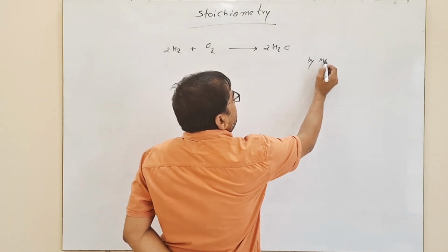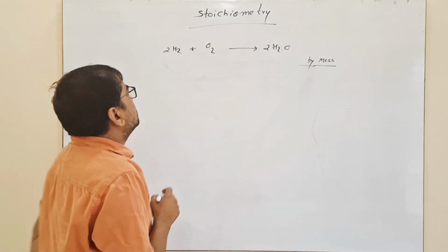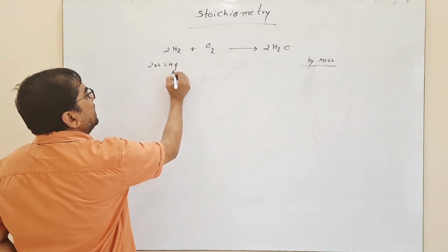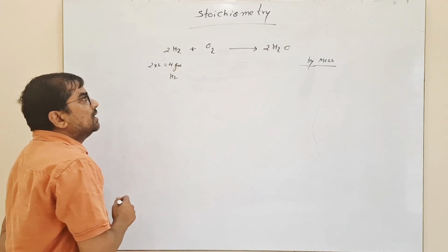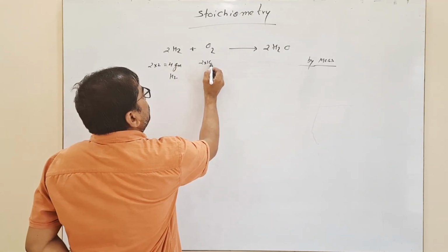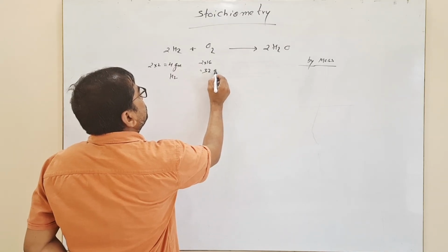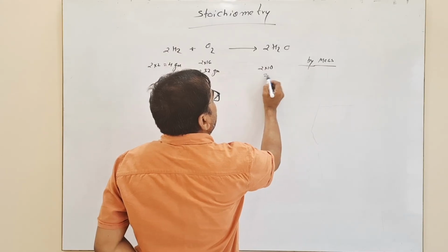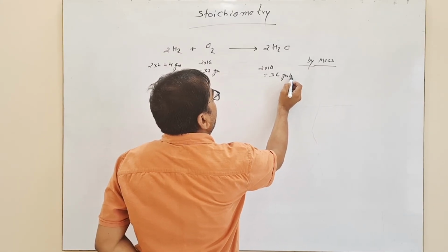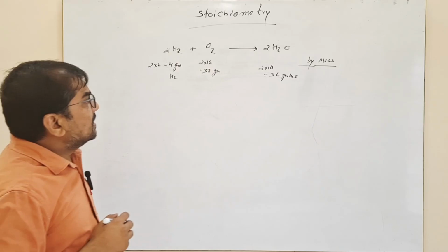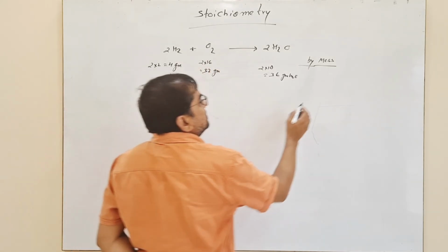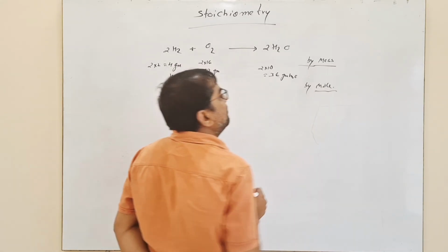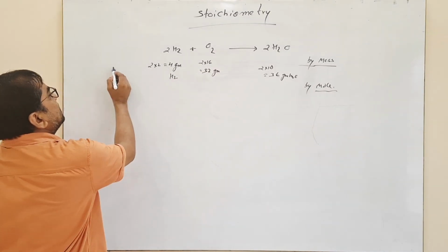by mass, we can say that 2 into 2, that is 4 gram of hydrogen, reacts with 2 into 16, that is 32 gram of oxygen, and gives 2 into 18, that is 36 gram of water by mass. But if the same equation we discuss on the basis of number of moles, then we can say this is the first one.